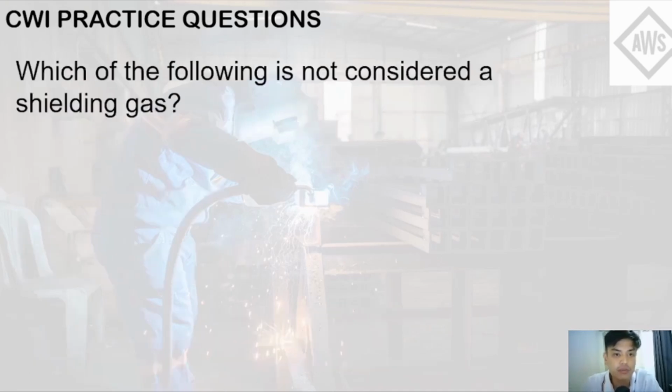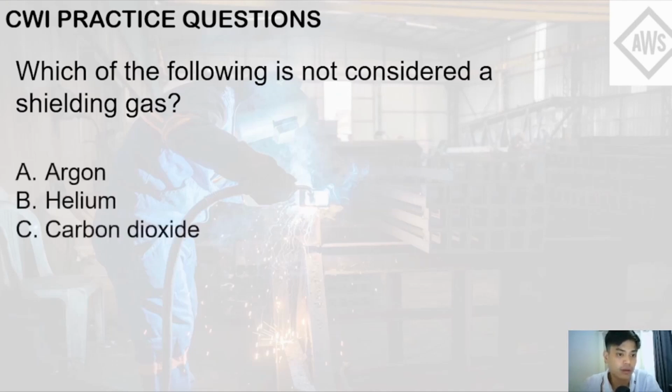Which of the following is not considered a shielding gas? So shielding gas basically protects the weld from atmospheric gases, basically from embrittlement and contamination of hydrogen. Basically, a shielding gas enables the quality of the weld from being contaminated by those gases. So in this question, what is not considered a shielding gas? Argon, helium, carbon dioxide, carbon monoxide.